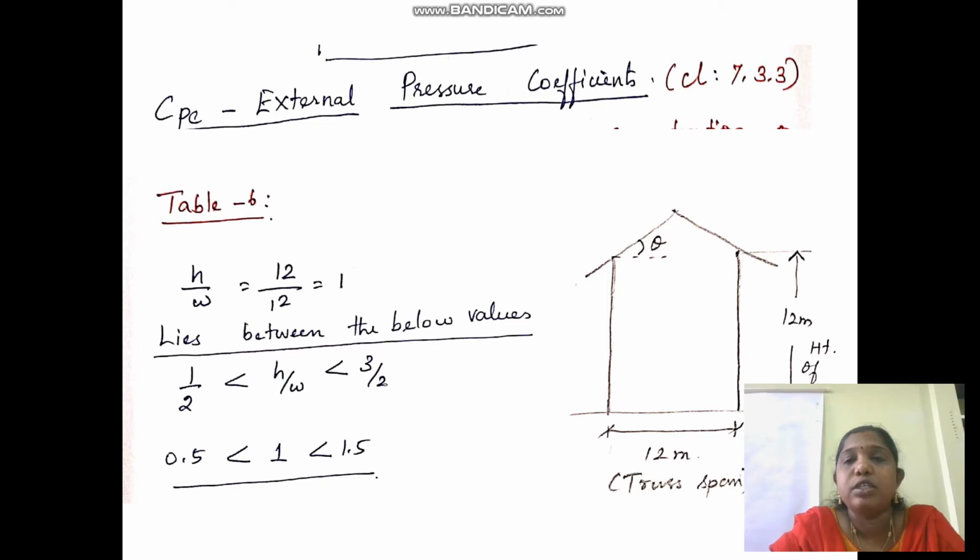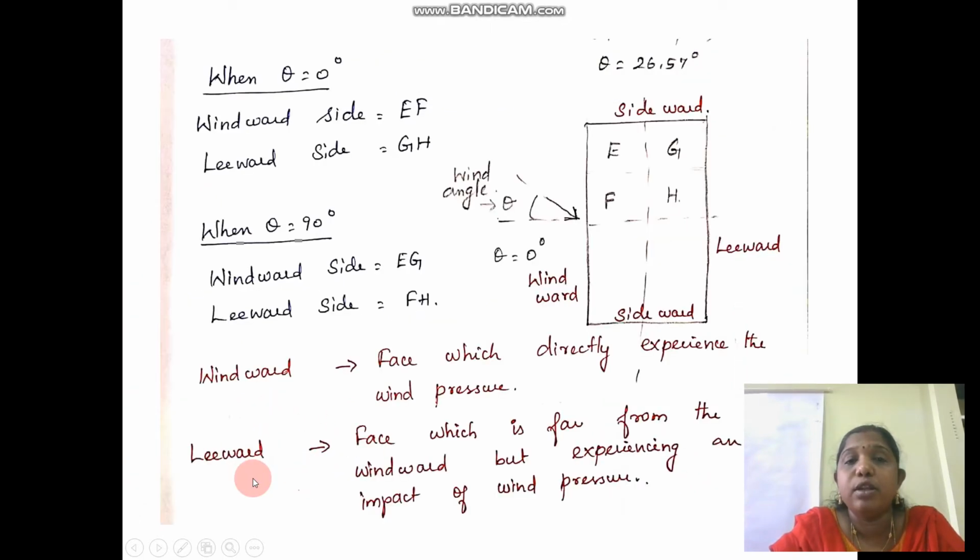For the external pressure coefficient, when you refer to clause 7.3.3, tables are given. For the roof, you have to consider, because the purlin is going to rest on the roof. For the roof, H by W: 12 meters is the height of the building, and the span of the truss is also 12 meters. So it is going to be 1. It lies between 0.5 and 1.5. So H by W lies around 1, and if you refer to the table, you will be able to find the windward side and leeward side coefficients.